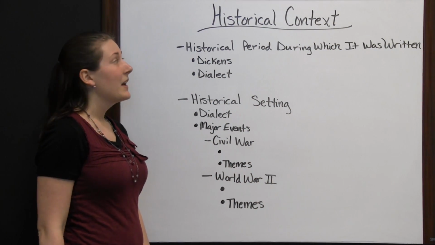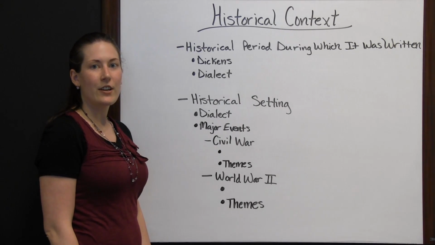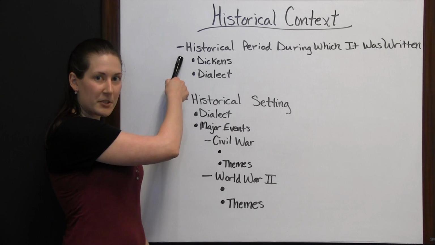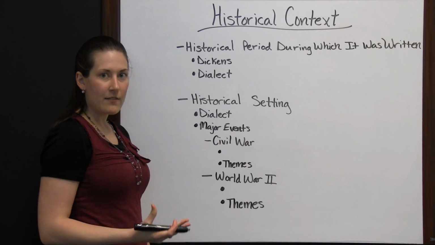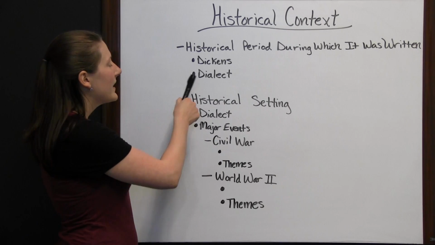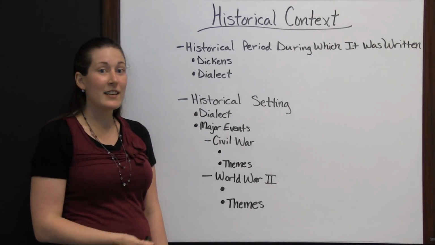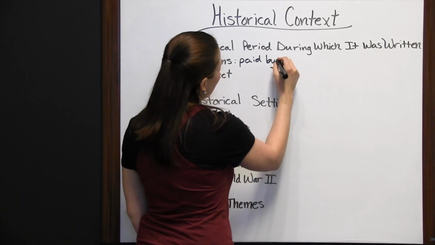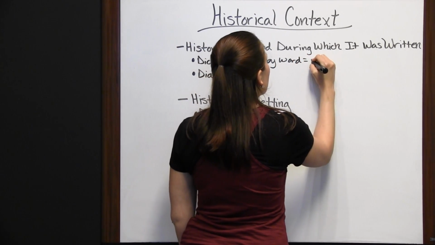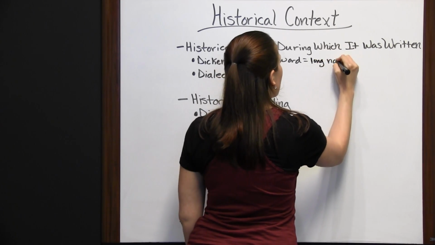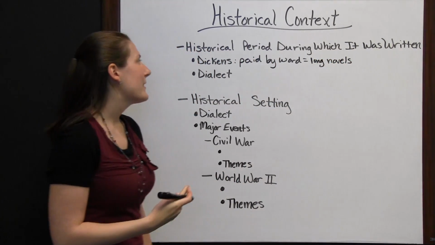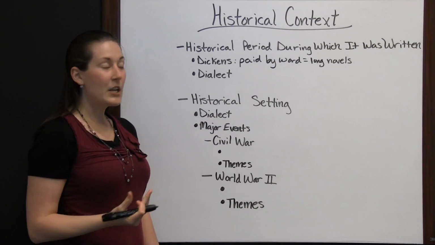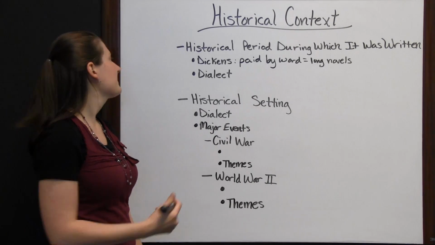Historical context. Historical context can impact literature in a number of ways. The author's writing can be impacted by the historical period during which it was written, or the historical setting of the story. For instance, when Charles Dickens was writing, he was writing during a period where authors were paid by the word, which meant that his novels were very, very long. And that was the result of the time period during which his work was written. He was writing long novels because he knew he would get paid more for every word that he wrote.